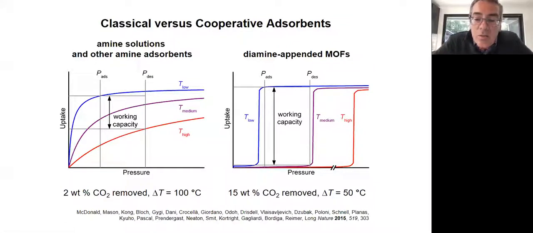In contrast, for these step-shaped isotherm materials, if we position the step in the right place, then a very small temperature or pressure change can give us the entire capacity of the material, say 15 weight percent CO2, as opposed to 2 or 3 weight percent CO2. And so this small delta T can be a big advantage in terms of the energy associated with a CO2 capture process.